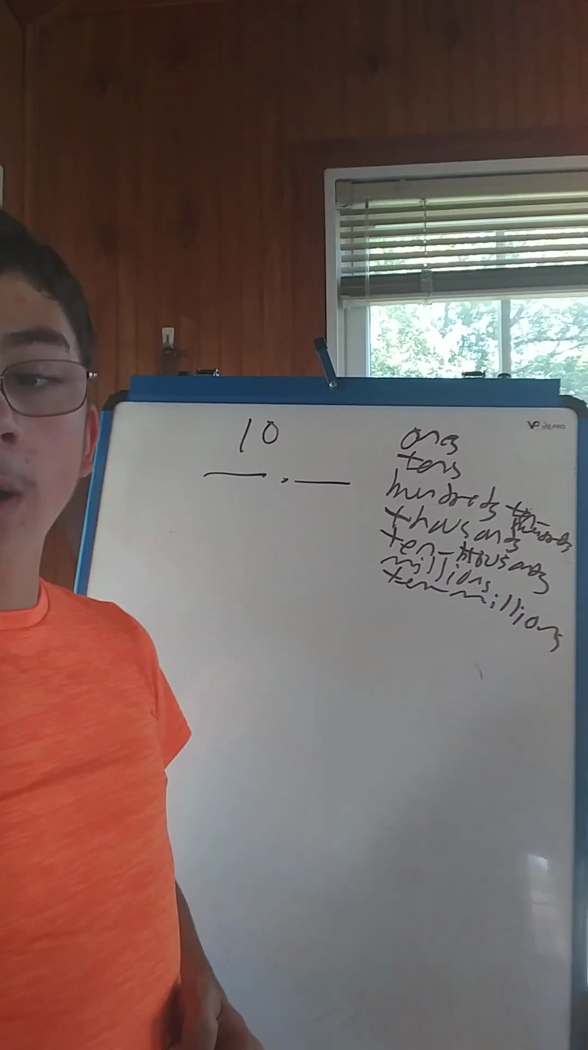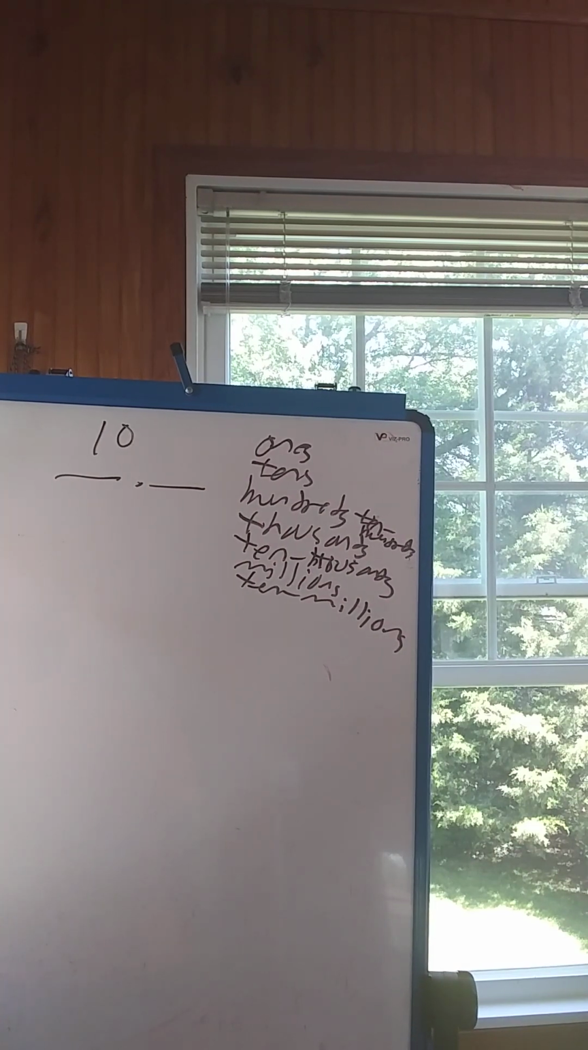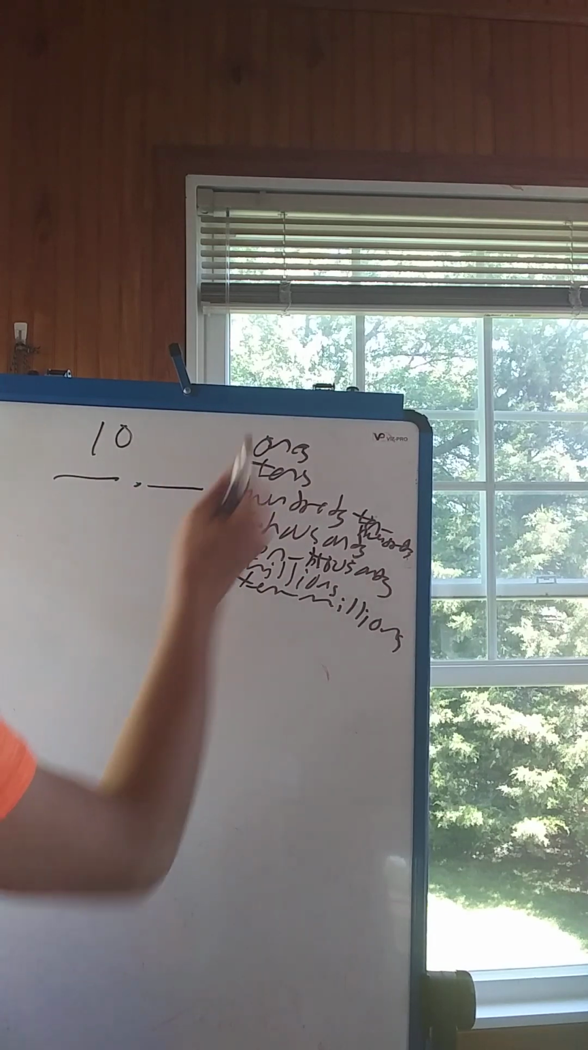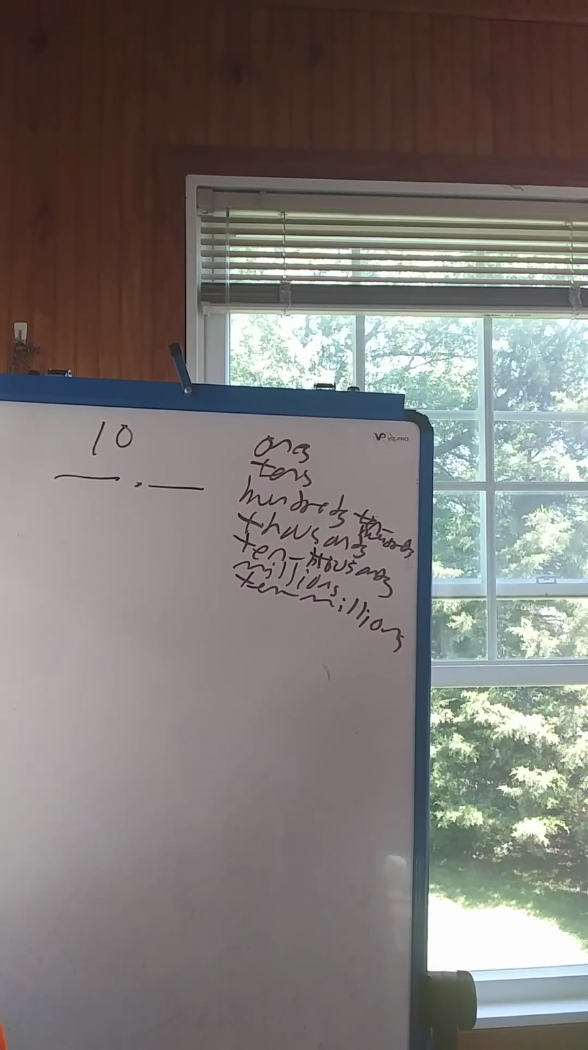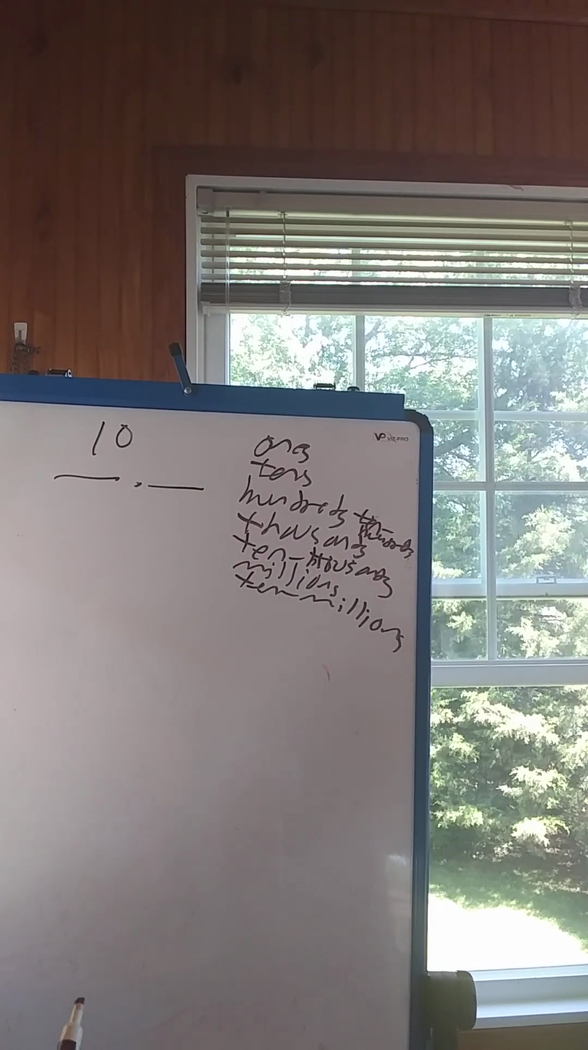Okay? So, here. If we're looking here and going from right to left, we need to start off with the very, very first placement. So 10 right here would be here.